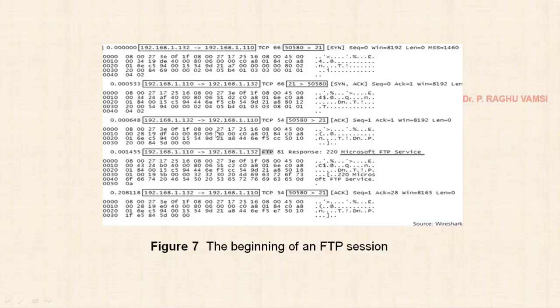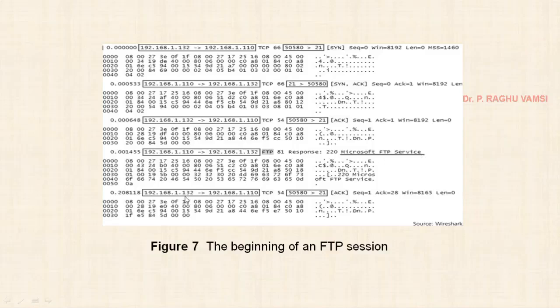Once the connection is established, from 110 to 132 the FTP server application comes into the picture, with a packet size of 81 and a response code of 220. The application used here is the Microsoft FTP service, which, at the application layer, is making use of this connection.